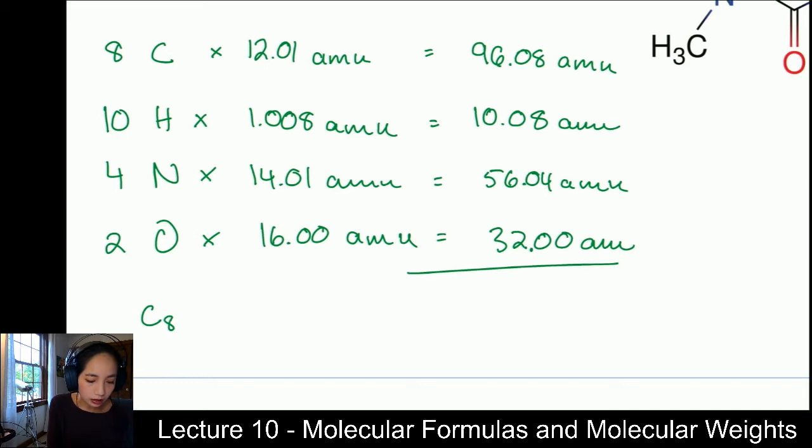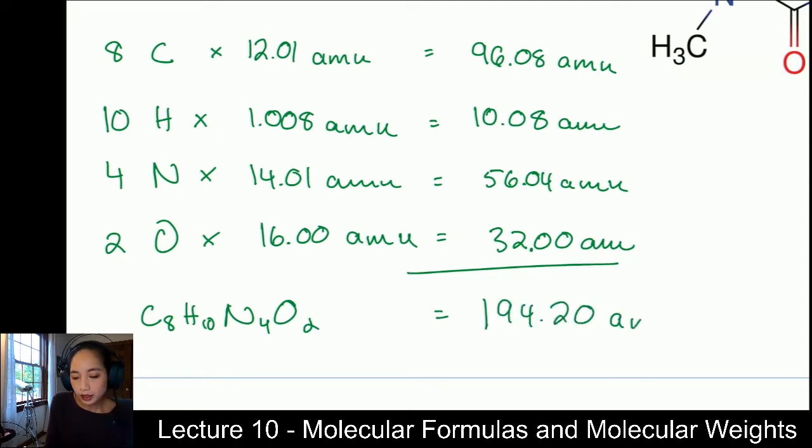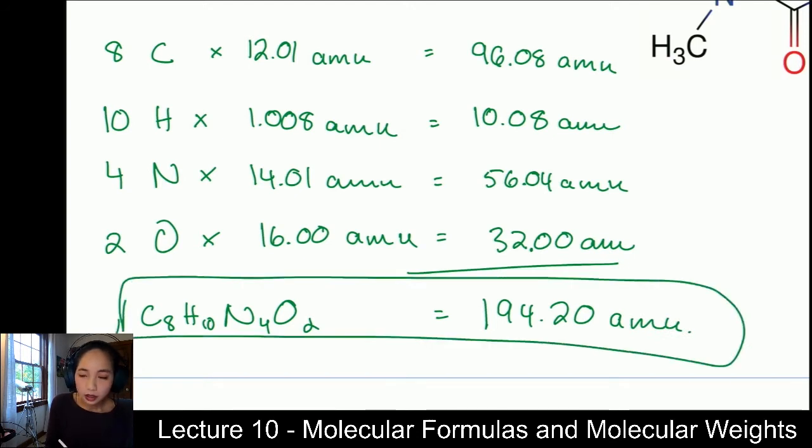So C8H10N4O2 equals 194.20 AMU. As long as you have the chemical formula and a periodic table, you can get the molecular weight of any molecule.